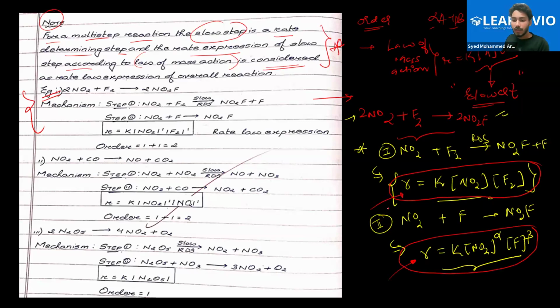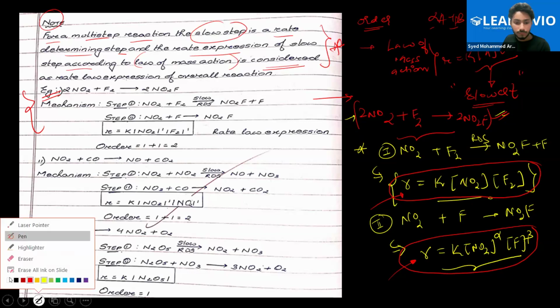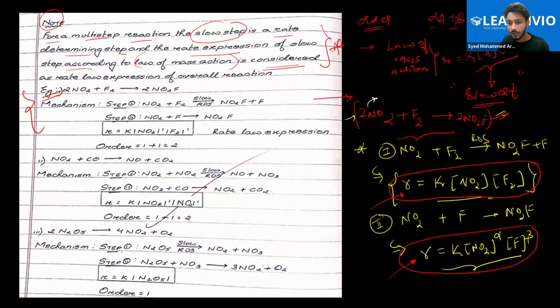At this point, everything is clear. Now, my motive is to find the rate law expression for this reaction. So for that, I have to write the rate law expression like this: NO2 to the power alpha and F2 to the power beta. This is the rate law expression. My question is that you have to find the values of alpha and beta here.